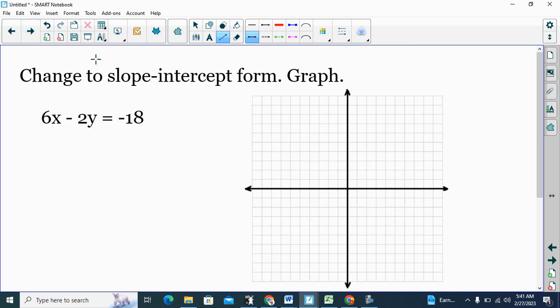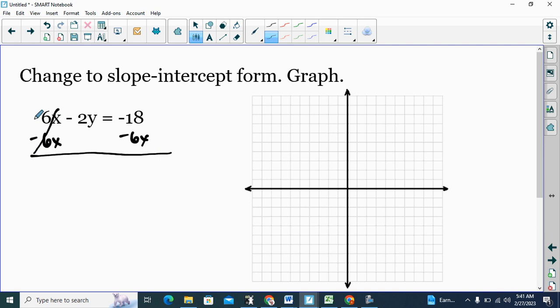The other thing we did with standard form was we switched it to slope-intercept form. This one asks us to change to slope-intercept form and then graph. So slope-intercept form says y equals mx plus b. So I need to solve for y. I need to get y by itself. Start by subtracting 6x from both sides. Bring down our minus 2y. Negative 18 minus 6x, those are not like terms. We want to write the x part first. Negative 6x and then the minus 18.